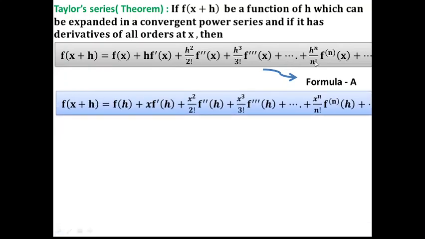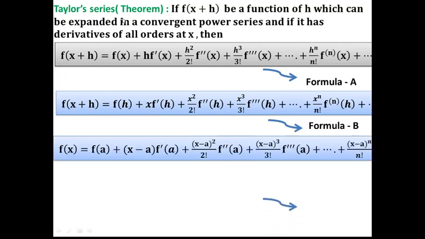Then again, if we interchange the roles of x and h, we have f(x plus h) is equal to f(h) plus x f'(h) and so on. This is formula B. Now, when to use formulas A and B? If it is required to expand a function in powers of h, then we use formula A, and if it is required to be expanded in powers of x, then we apply formula B.